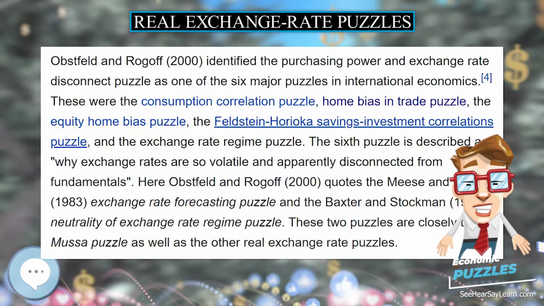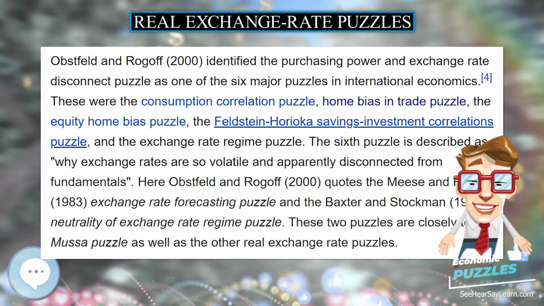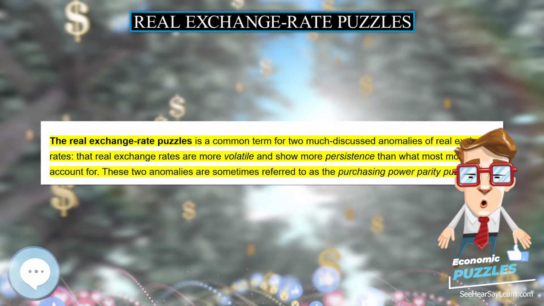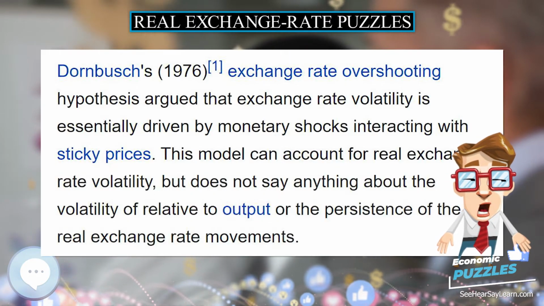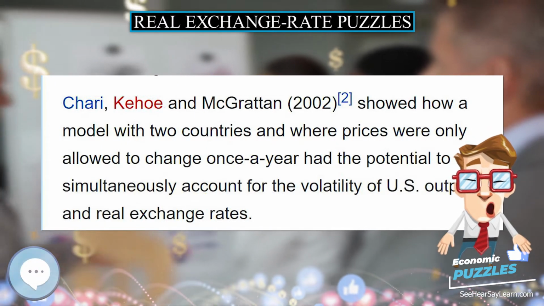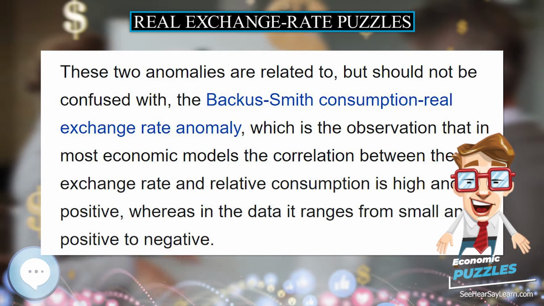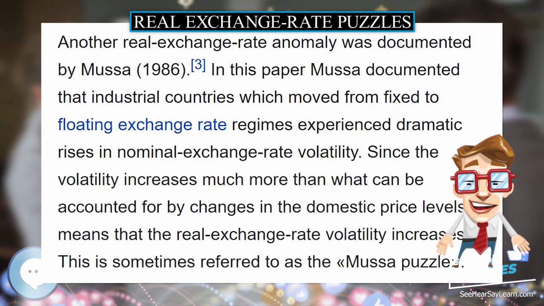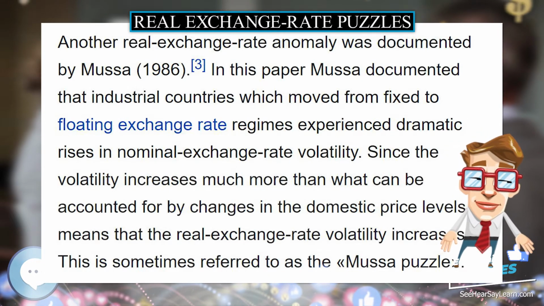Another real exchange rate anomaly was documented by Mussa, 1986. In this paper Mussa documented that industrial countries which moved from fixed to floating exchange rate regimes experienced dramatic rises in nominal exchange rate volatility. Since the volatility increases much more than what can be accounted for by changes in the domestic price levels, it means that the real exchange rate volatility increases. This is sometimes referred to as the Mussa puzzle.